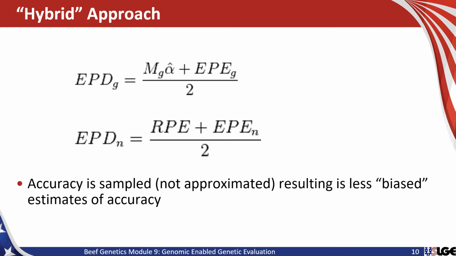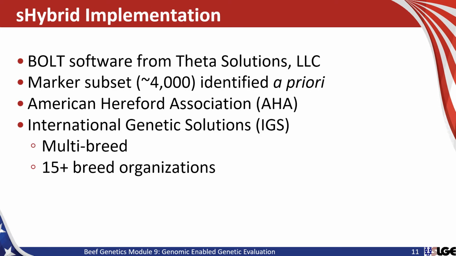In the software that is utilized for this type of approach, I would point out that the accuracy is not approximated, and as a consequence, the resulting accuracy associated with EPD is generally considered to be less biased, and you can think of it as being a more accurate value of accuracy. The model that I just mentioned, the hybrid model, is implemented using software called BOLT, Biometry Open Language Tools, and is offered by a company called Theta Solutions.